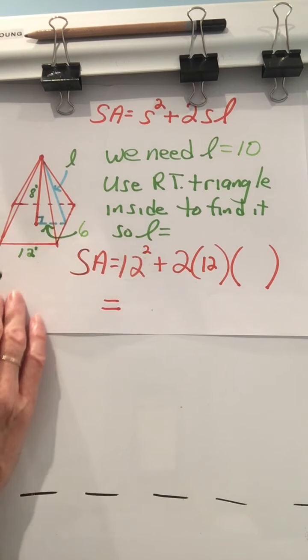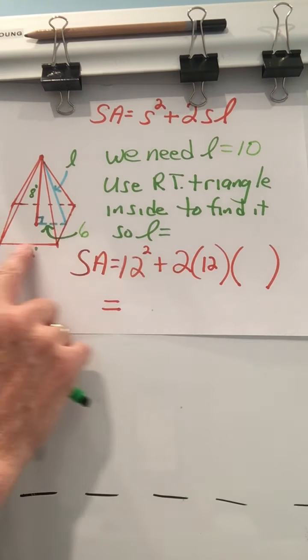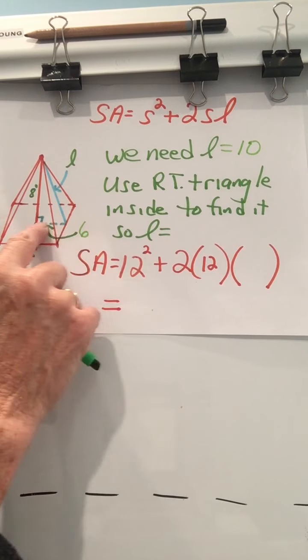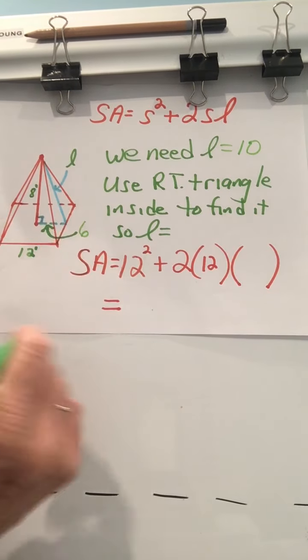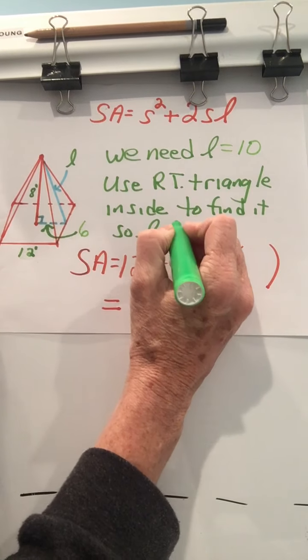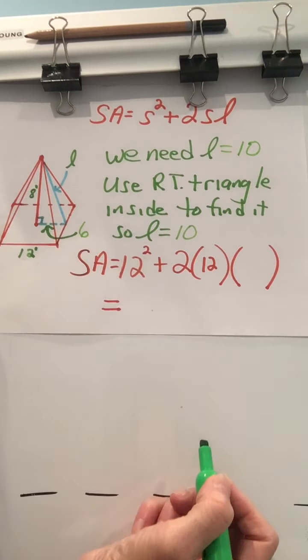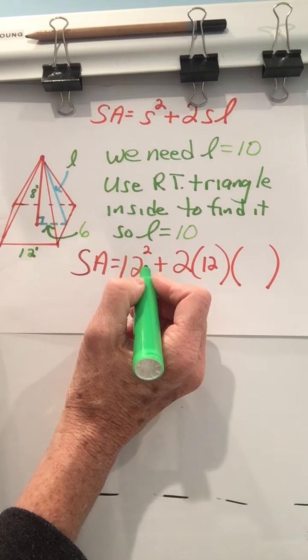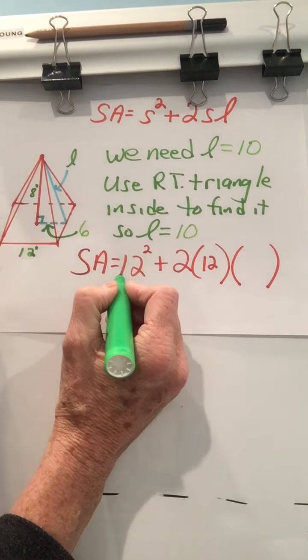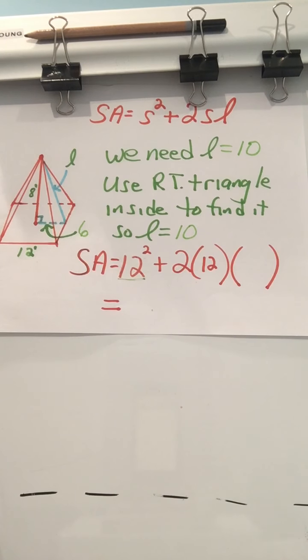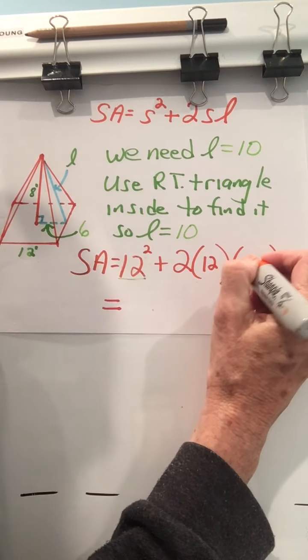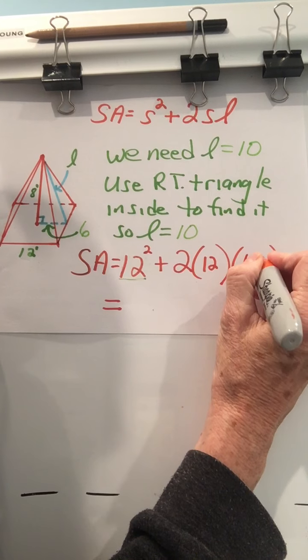So now we can fill in. We have our side, which is 12. We're not going to use 6. 6 was just used for the right triangle to find the slant height. Okay, so now our L is 10, let me just put it there again. So the surface area is going to be S squared, which is 12 squared, plus 2 times 12 times our L, which is the slant height. So let's put that in, which is 10.